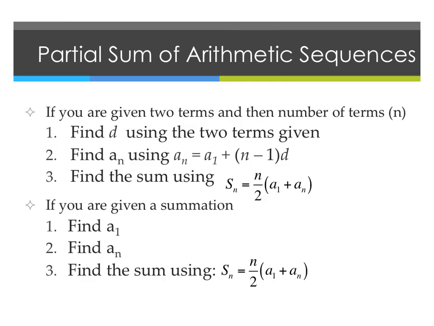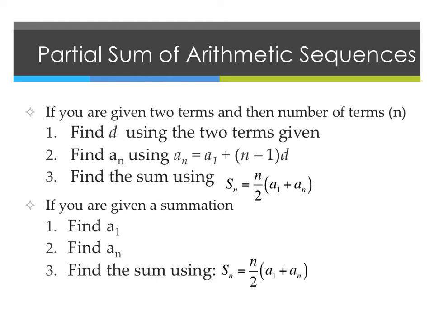All right, now variations of what kind of information you're going to get given. Let's say you're given two terms and a number of terms. So let's say you're given A1 and A2 and then the number of terms. For those, you can find D using A sub 1 and A sub 2, and then you can find the equation of A sub n using our nth term if it's arithmetic, or A sub 1 plus n minus 1 times D. And then find the last term using that equation, or A sub n, and then find the sum of what we just did.